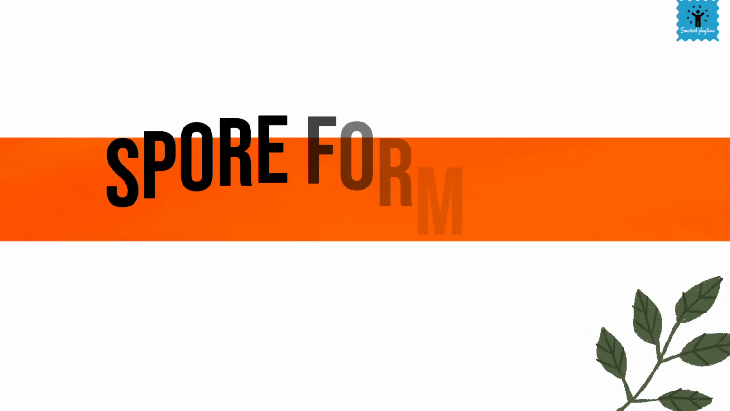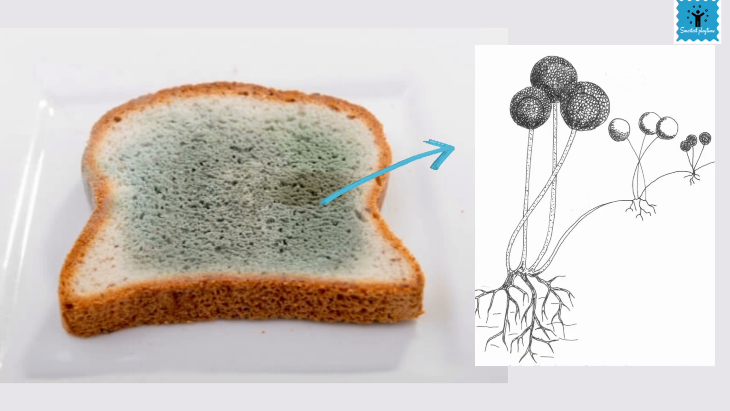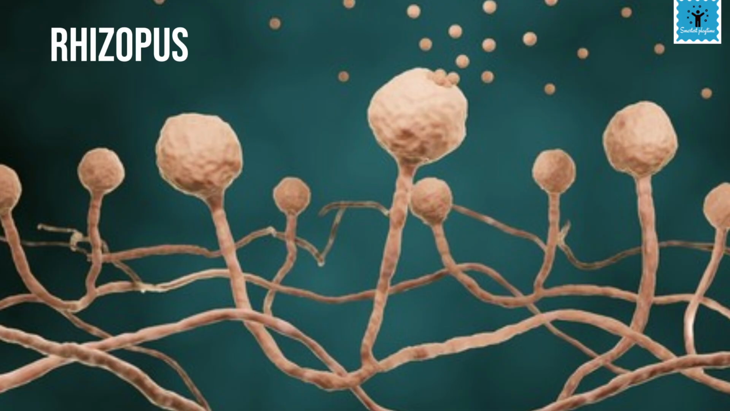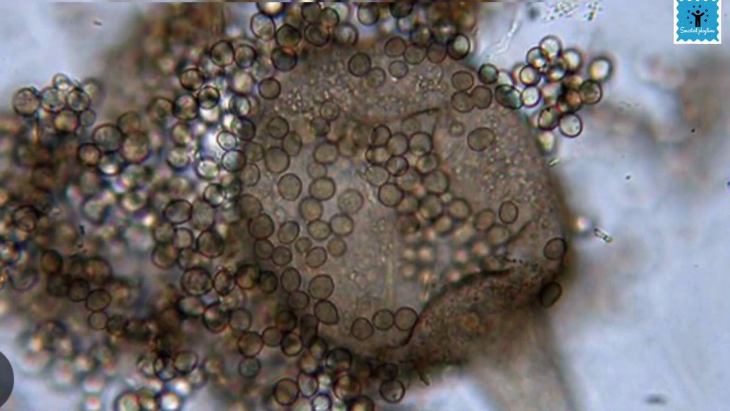Next is spore formation. This mode of reproduction is seen in Rhizopus, which is a fungus. Rhizopus body is made up of thread-like structures called hyphae. Each hypha has sporangia, which contain the reproductive structures called spores. When spores are released, they keep floating in the air, as they are very light and can cover long distances.